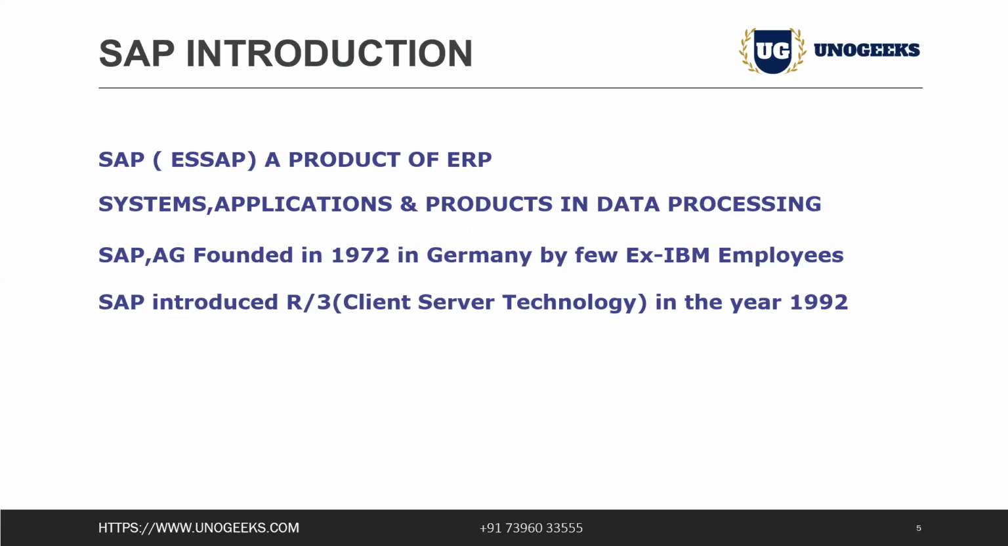SAP stands for Systems, Applications and Products in Data Processing. Like I said, it's been here for 50 years. They started with the R1 structure, slowly moved to R2, then R3, ECC, HANA, and now S4 HANA. Now, these are the versions. If you are using an Android mobile, you will see versions. You have to update every time. So this is just like that.